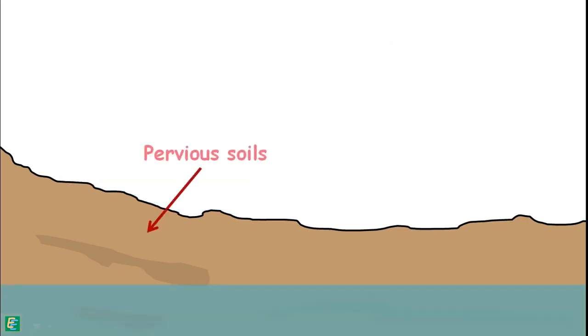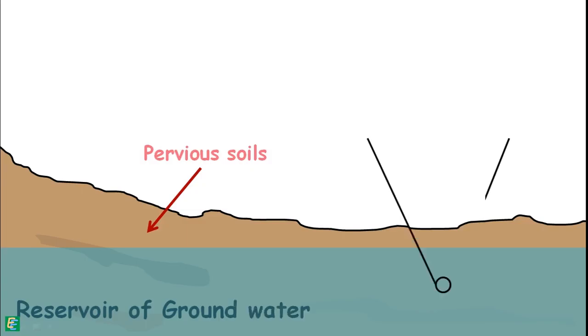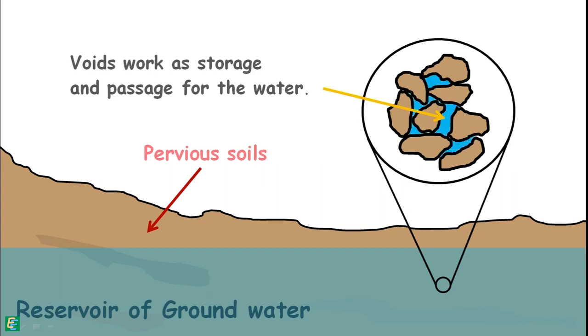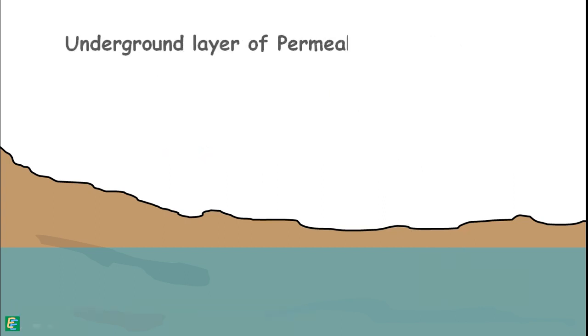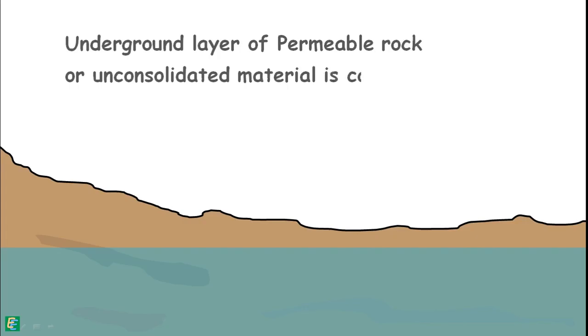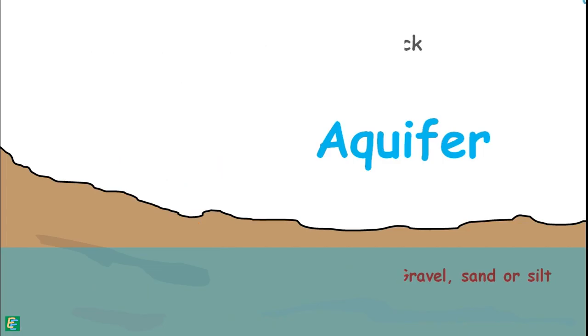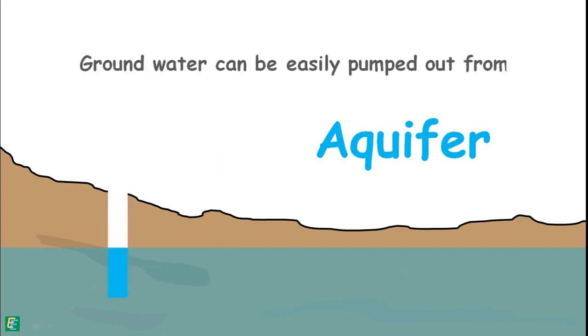Pervious soils in the ground are the reservoirs of the groundwater. Their voids work as a storage and passage for the water. Such an underground layer of permeable rock or unconsolidated material such as gravel, sand or silt is called an aquifer. It is a body of saturated rock through which water can easily move. The groundwater from the aquifer can be easily pumped out.